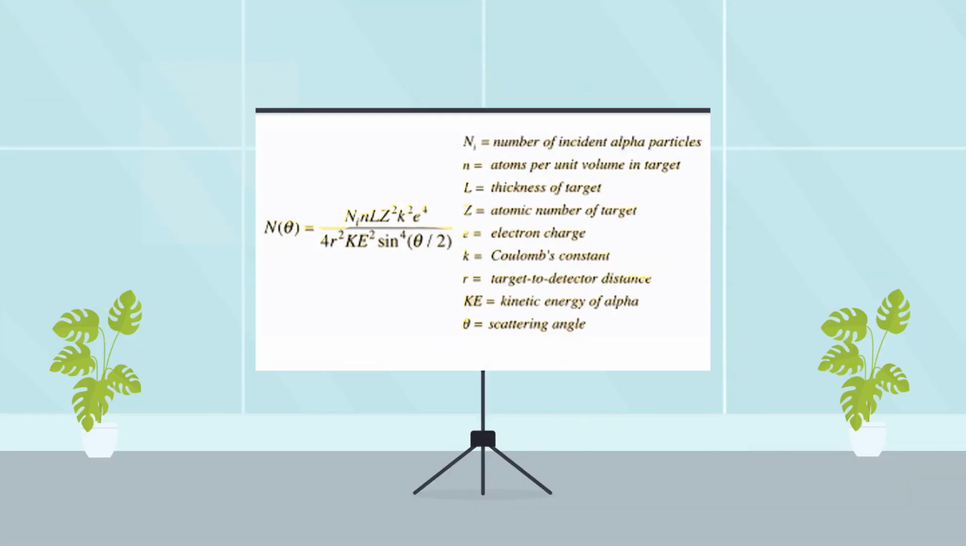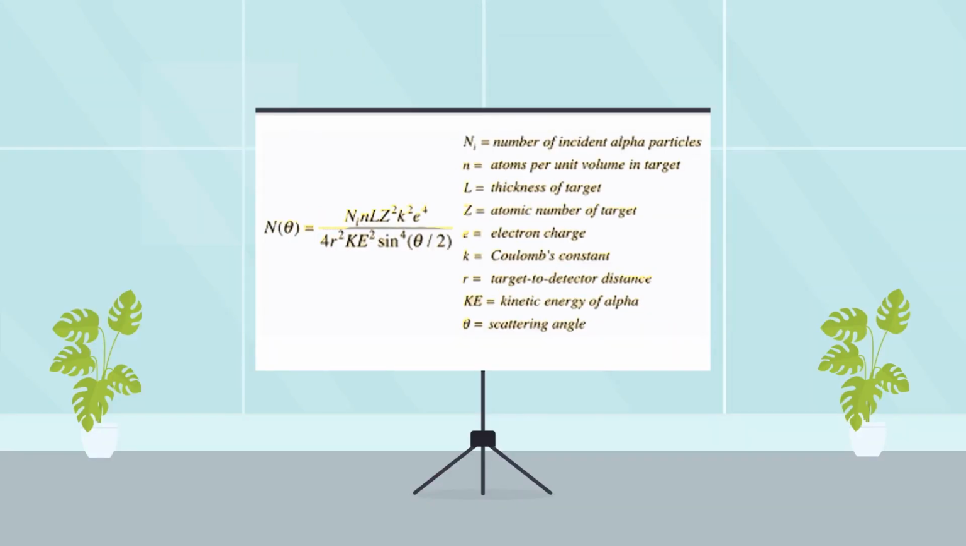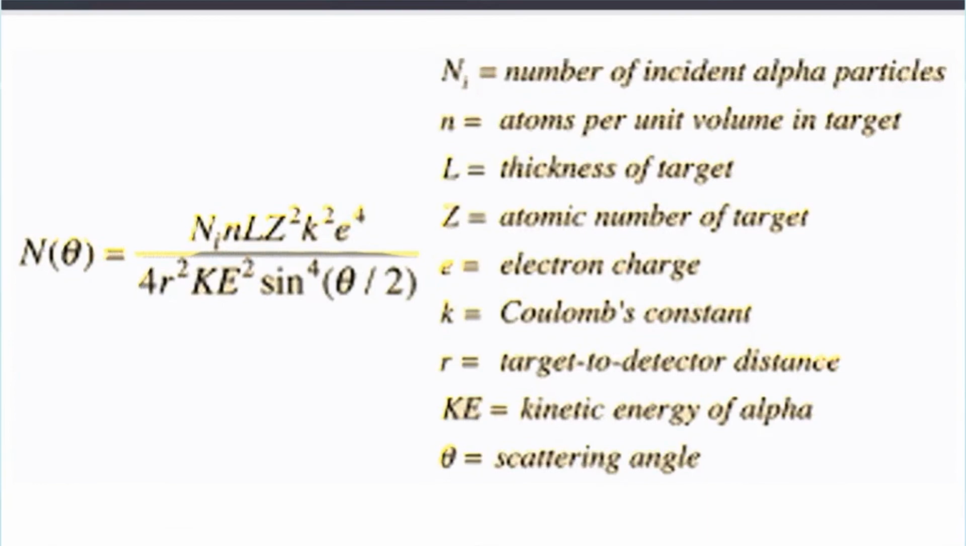From these results, Rutherford formed a scattering formula that looks something like this. No, like, how do you come up with this?